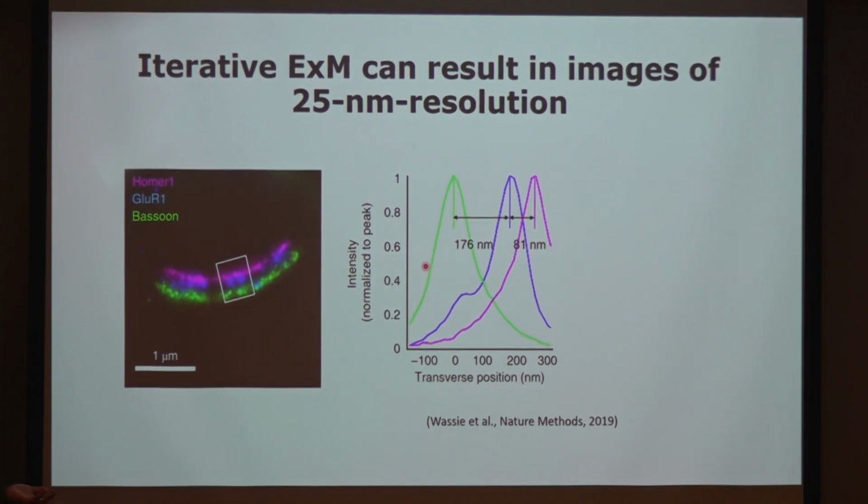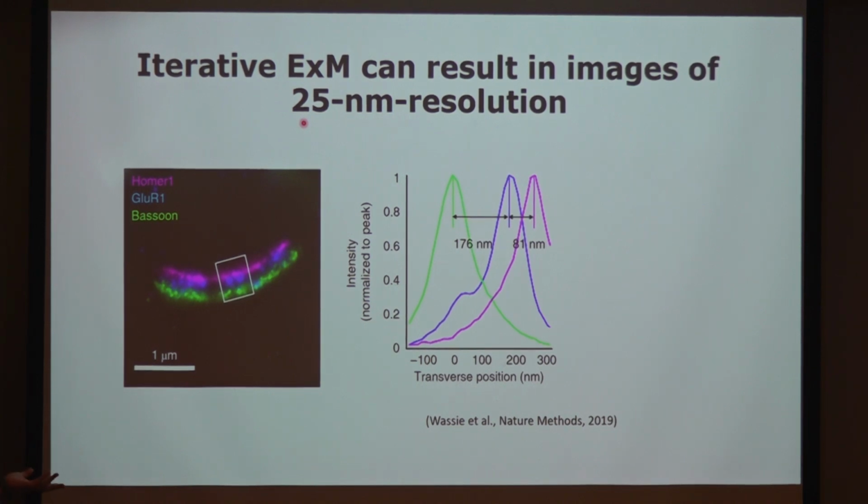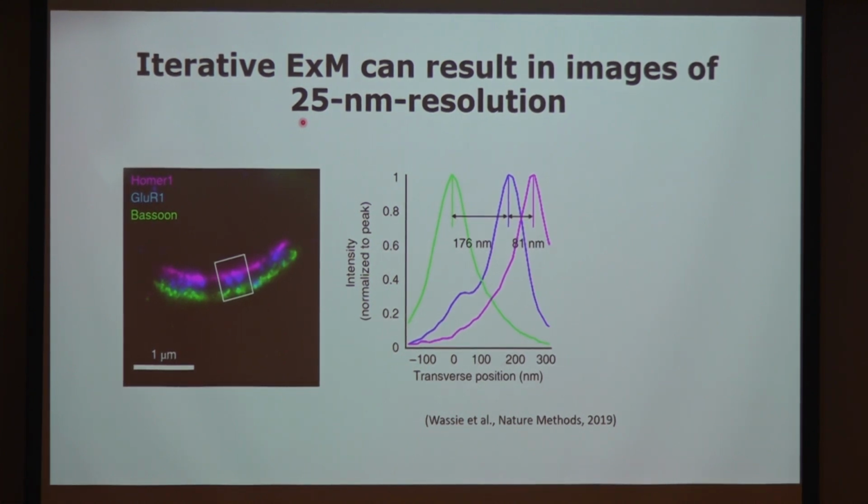So then after the first round, they just repeat everything again and expand the specimen again. So if you do this twice, you can end up expanding your samples a lot, and the resolution that you will get is going to be about 25 nanometers, which is about the best you can get in super resolution microscopy, or even better than that, right? So different super resolution microscopy is going to have different resolution, but 25 is about the best you can get in any microscope.